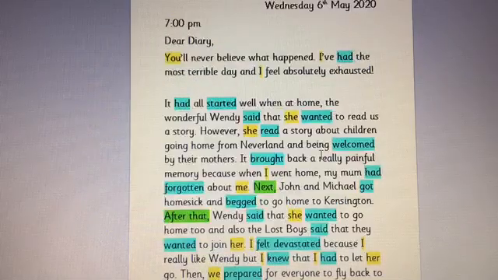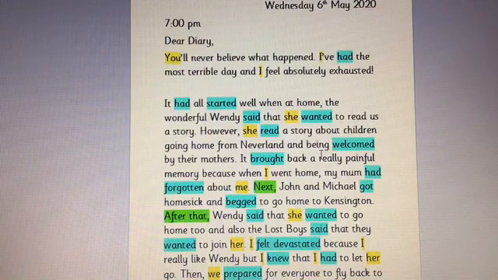Dear diary, you'll never believe what happened. I've had the most terrible day and I feel absolutely exhausted. It had all started well when at home the wonderful Wendy said that she wanted to read us a story. However, she read a story about children going home from Neverland and being welcomed by their mothers. It brought back a really painful memory because when I went home, my mum had forgotten about me.